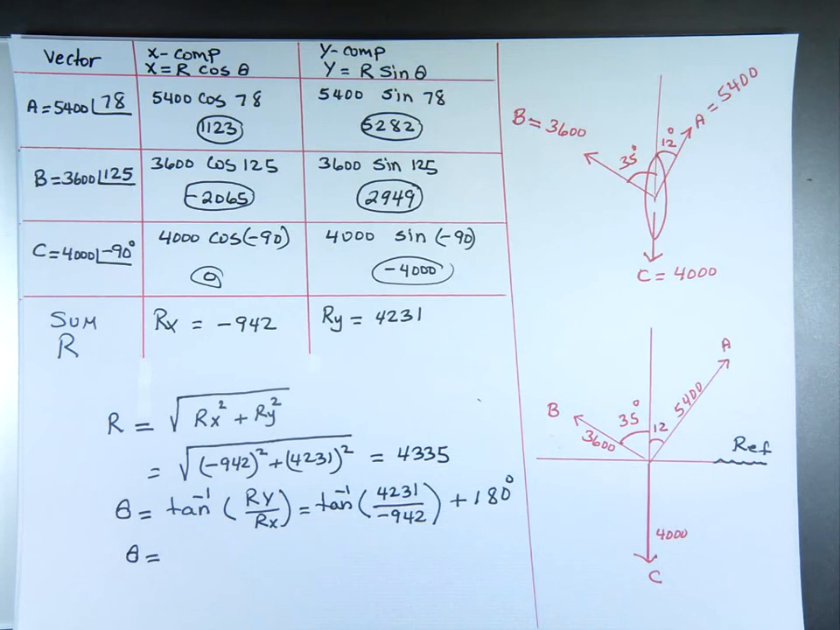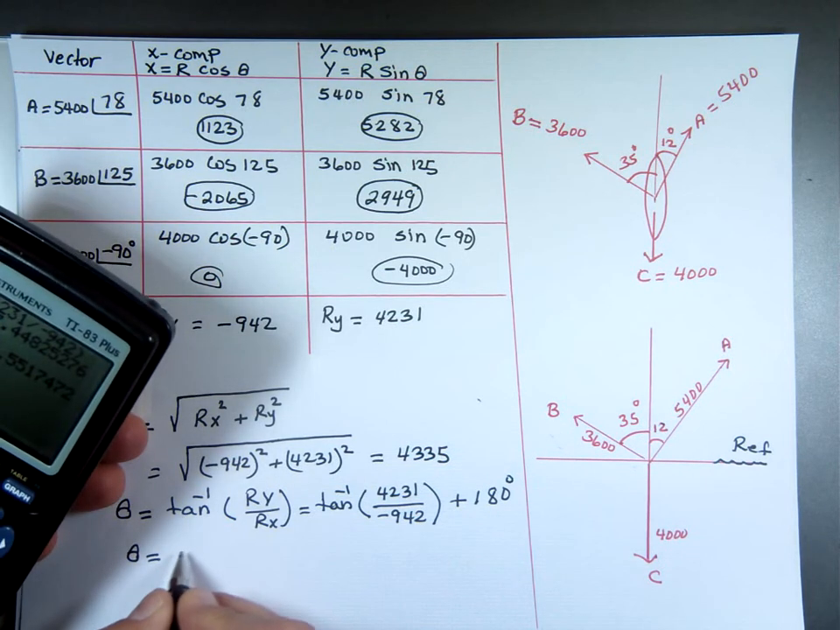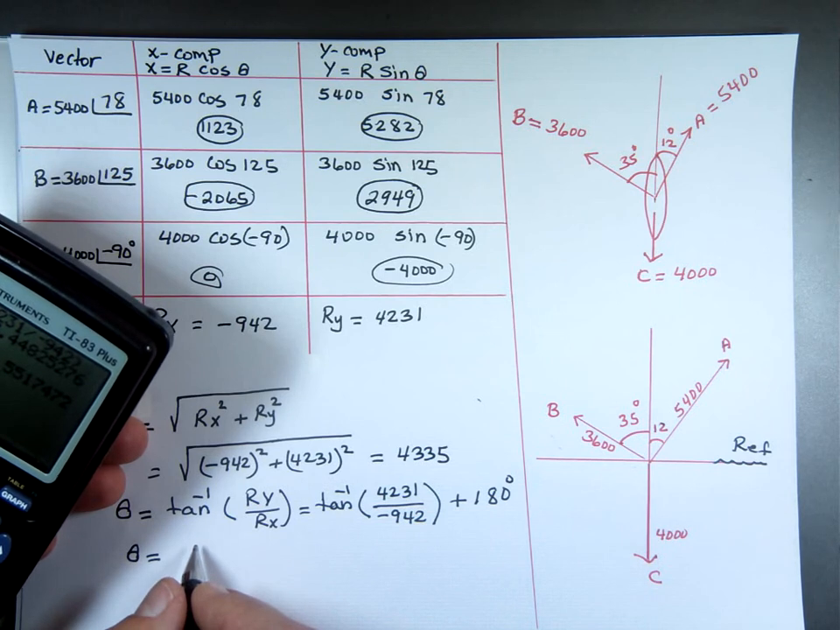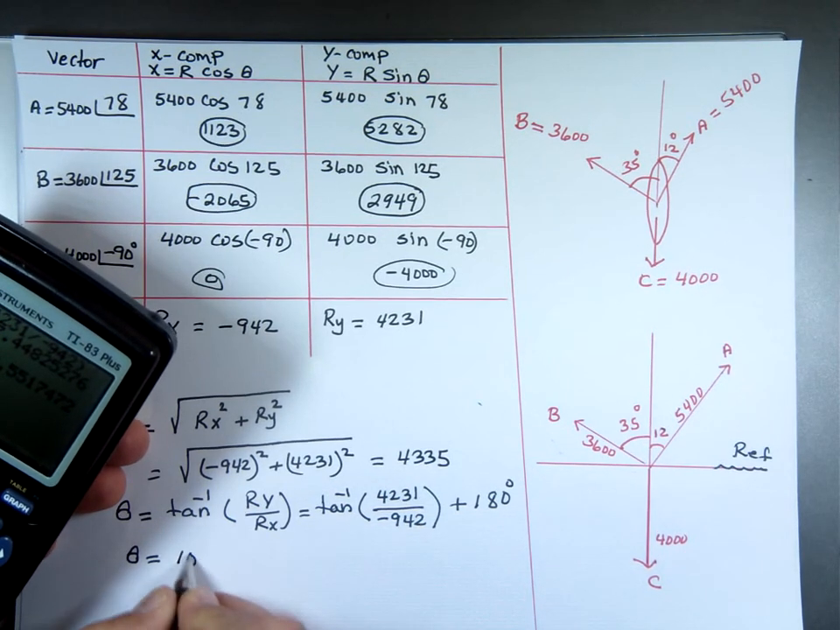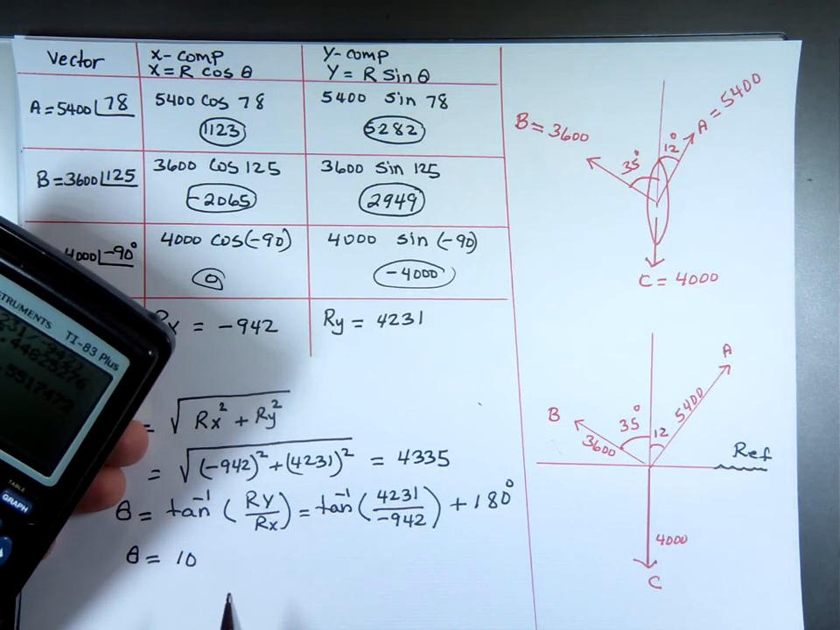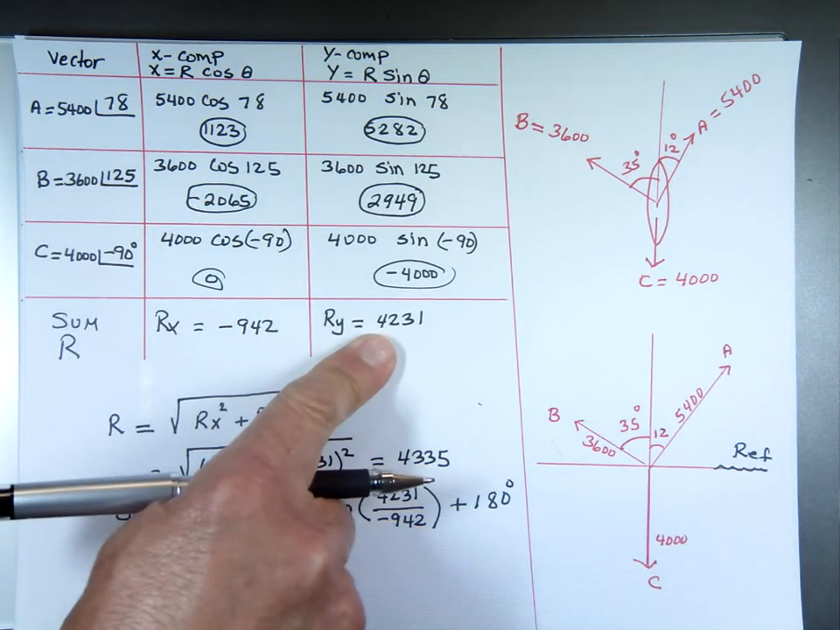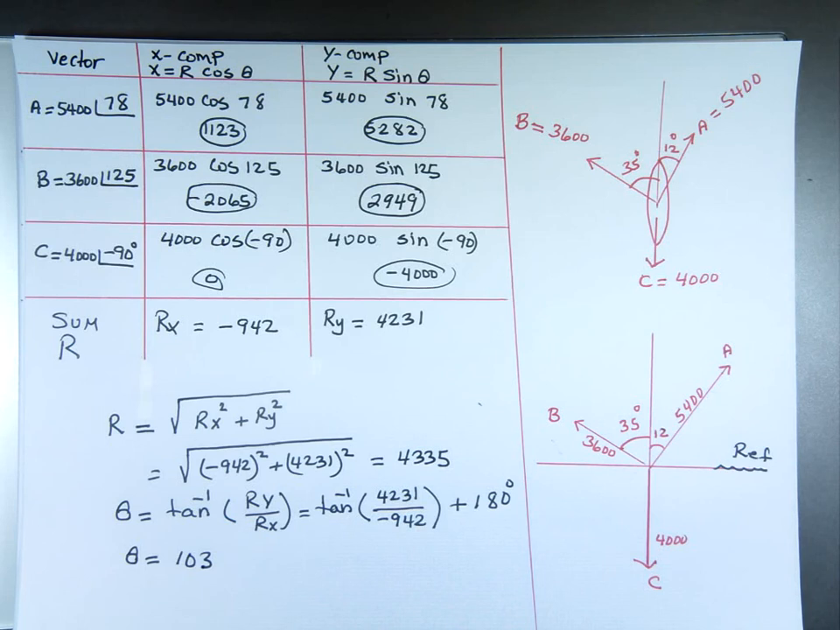So we're going to go at 102.6? Is that what you guys got? No. Check your region. Maybe I did something. 4231 divided by negative 942 inverse tangent. I got 103. I got 257. Can't be. You're in the second quadrant. Oh, you know what I did wrong? I put the first one negative. Negative 4231, that's fine. So 103 degrees heading. Yep.